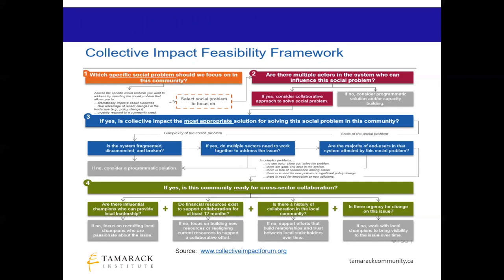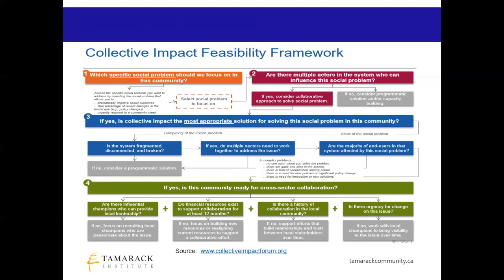The second step in the feasibility framework is to look at who are the actors in the system. And this is to some degree pulling in that notion of influential champions that we talked about in the preconditions of collective impact. So who are the actors and how do they influence the system? If you're thinking about the problem of underrepresented youth, you want to map the actors in the system. It might be youth themselves, both youth that are represented and also underrepresented youth. You might want to think about business leaders. You might want to think about the education system.